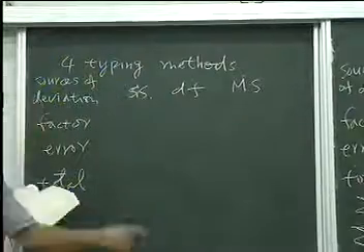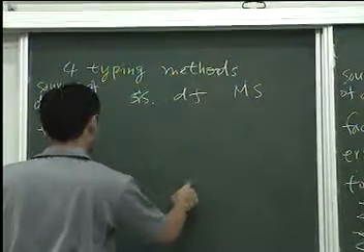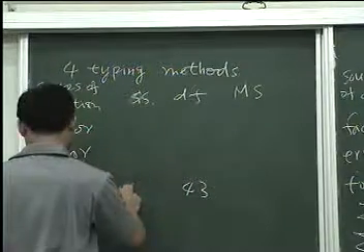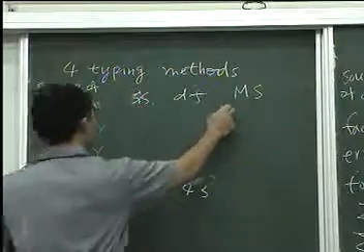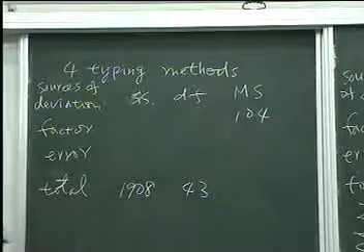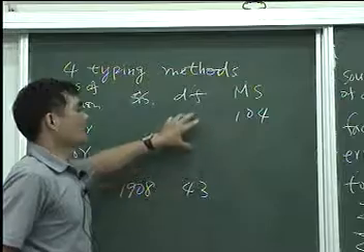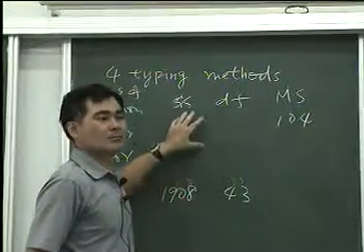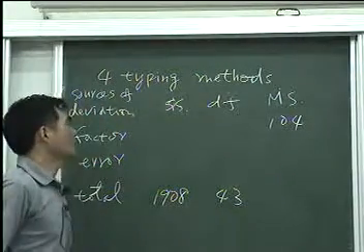Okay, so let us look at this one first. This one is 43, and this one is 1908, and this one is 104. Okay, so this is the table we have. There is a lot of information missing here, and you are required to fill in the numbers. Okay, so let us try.